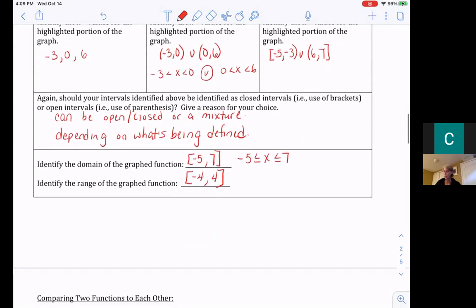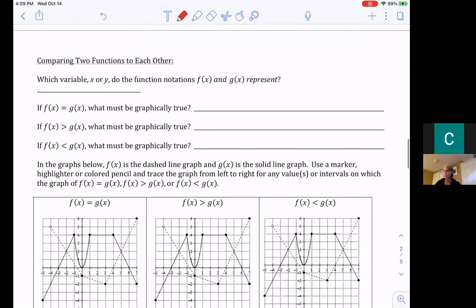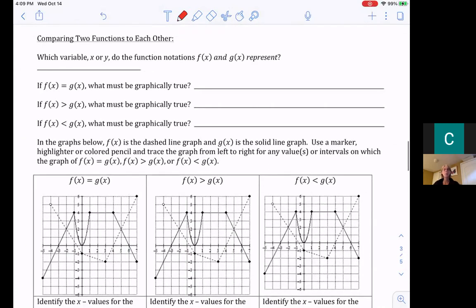Moving right along, getting a little bit more descriptive. Now we want to compare two functions to each other. Which variable, x or y, do the functions f of x and g of x represent? Remember, they represent our y values, right? They're our y's. If f of x equals g of x, what must be graphically true? So if our functions equal each other, that means they intersect.